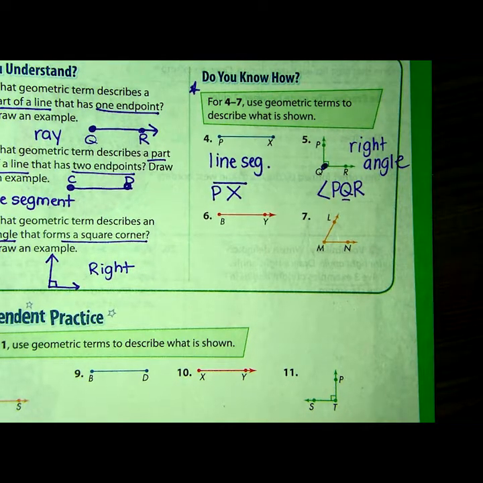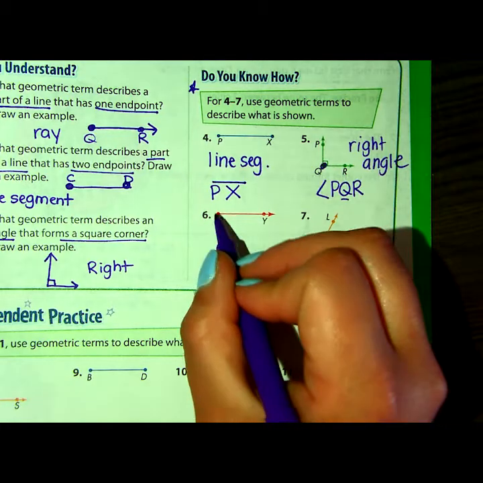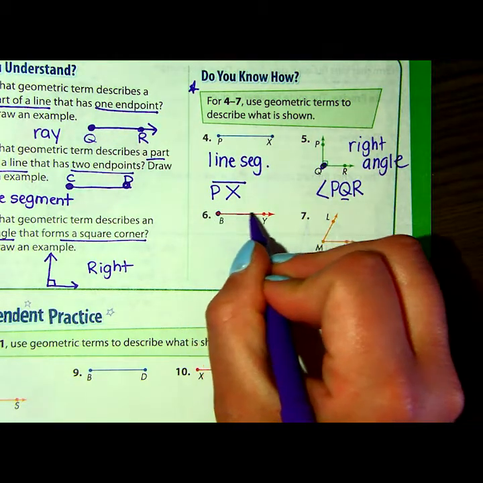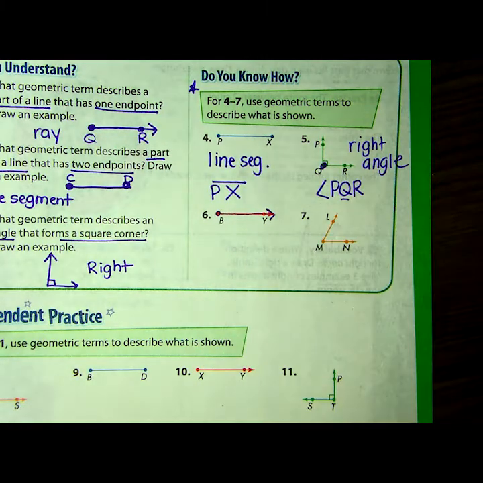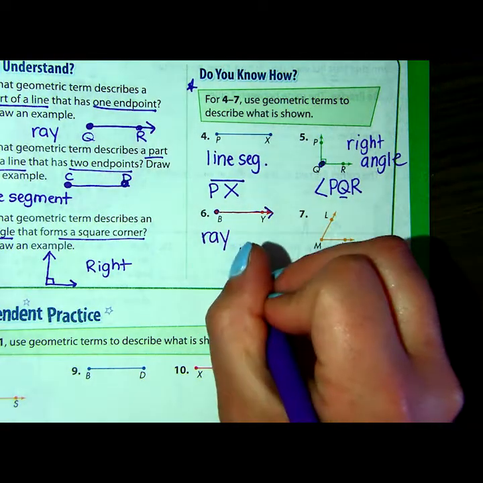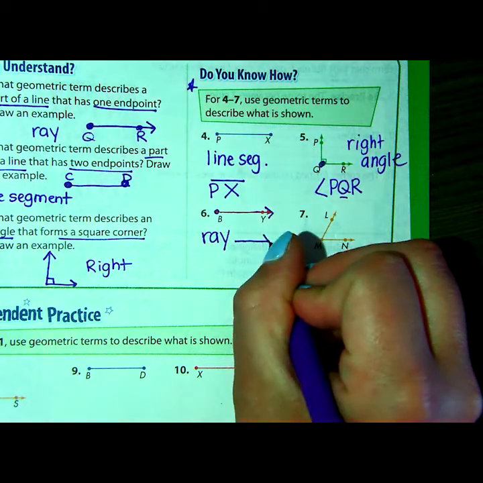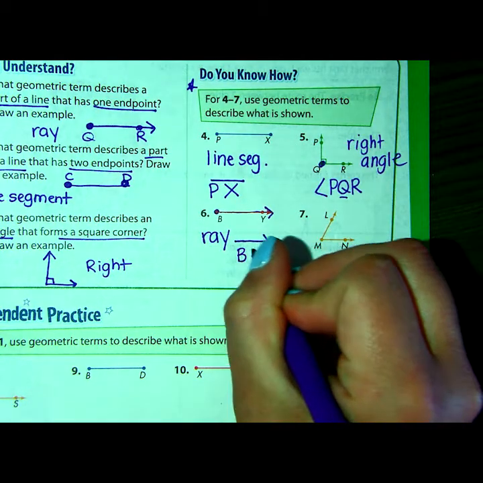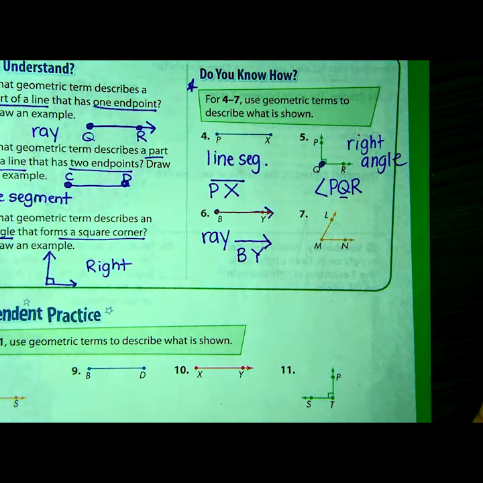All right, number 6. I can see one endpoint and then it's part of a line that travels on and on and on forever in one direction. So this is an example of a ray. And if we want to write it the correct way, this would be ray BY.